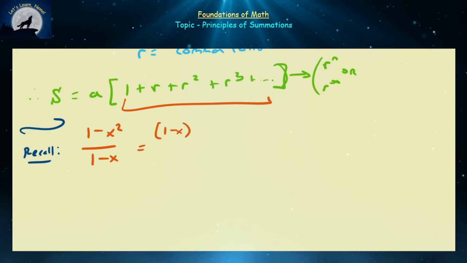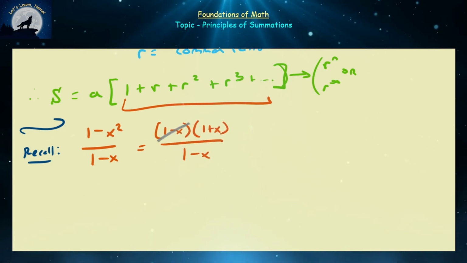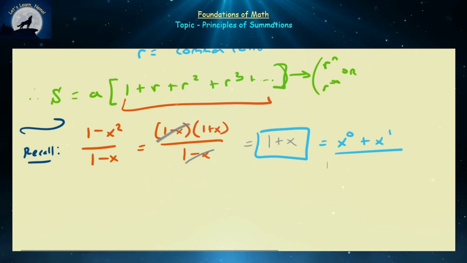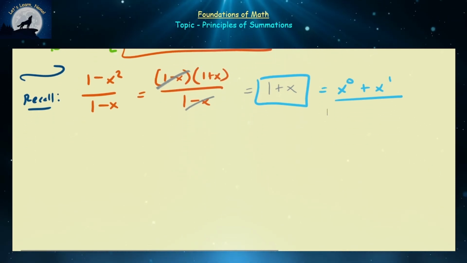So that's just going to be (1 minus x) times (1 plus x) all over (1 minus x). And as you notice, this 1 minus x does cancel, and then we're just left with 1 plus x in the very end. Nothing scary at all, but keep in mind I can write that as x to the power of 0 plus x to the power of 1. That's the formation of it that might be useful here.